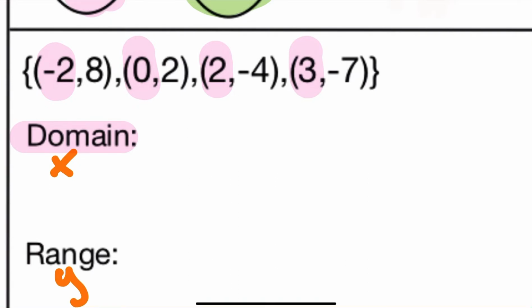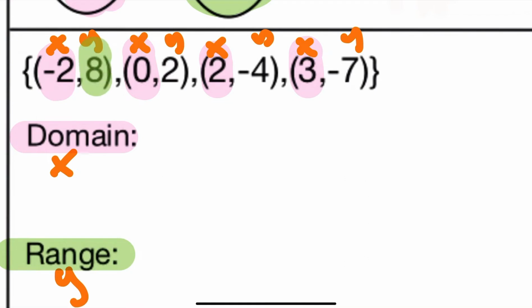Again, I want my domain to be all my x's. X's come first in all of these, so that's why I highlighted all of those. We want our y values to be our range, so your y's come second. So I'm going to highlight all of those for my range. 8, 2, negative 4, negative 7.